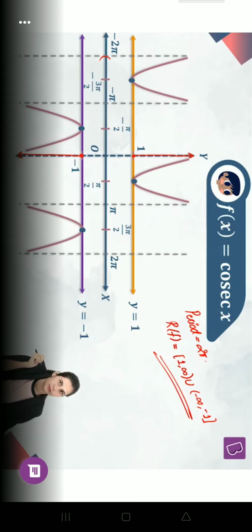So that means at 0, cos is 1. So at 0, even sec is going to be 1. At pi, cos is minus 1. So even sec is going to be minus 1. At 2 pi, cos is 1. So even sec is going to be 1. Similarly, at minus pi, cos is minus 1. So even sec is going to be minus 1, and so on.